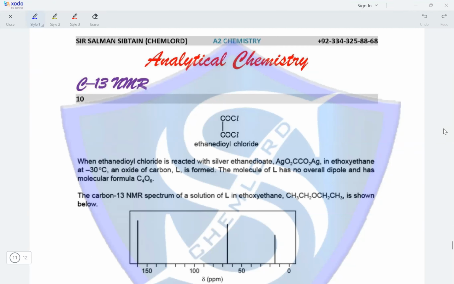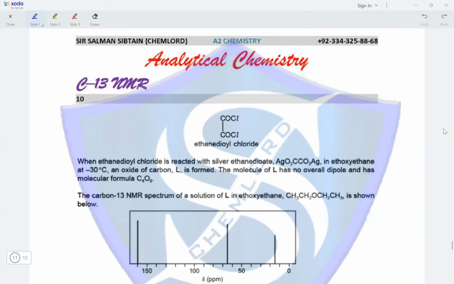Question 10. Ethane diol chloride. When ethane diol chloride is reacted with silver ethane dioate in ethoxyethane at minus 30 degrees Celsius, an oxide of carbon L is formed. The molecule of L has no overall dipole and has molecular formula C4O6. The carbon-13 NMR spectrum of a solution of L in ethoxyethane is shown below.